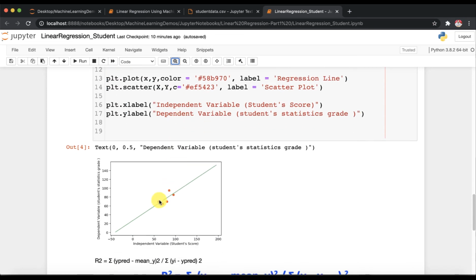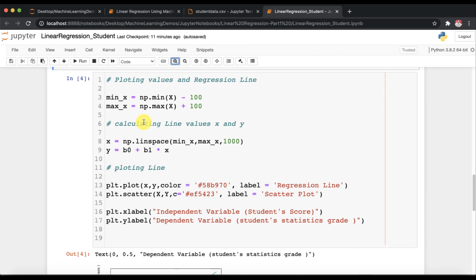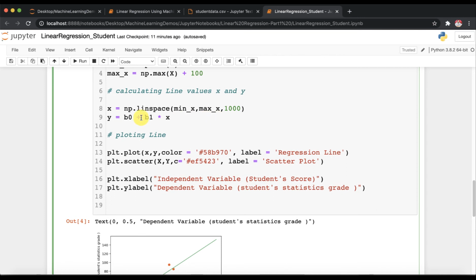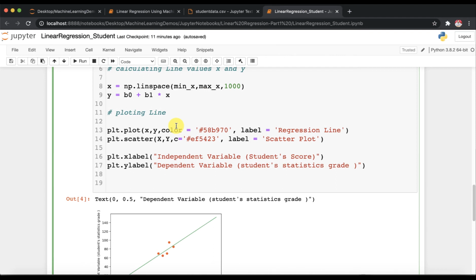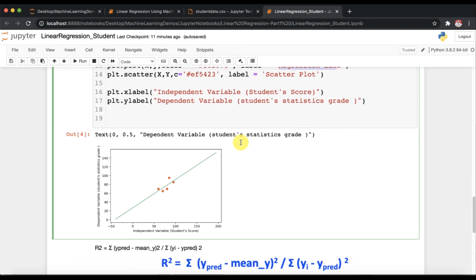Like this. These are our data points and this is our regression line. So first of all, let's draw the line with the use of matplotlib, right? Here we are going to first draw the regression line using linspace, right? For that we are going to find the minimum and maximum values. This logic is for calculating the line values of x and y, and after that we are going to plot that line with the plot function, x, y. Then we are going to define the color, then put the label, that is our regression line.